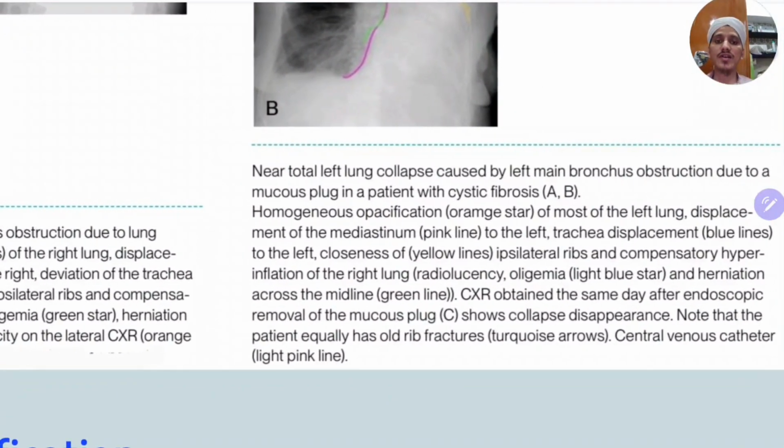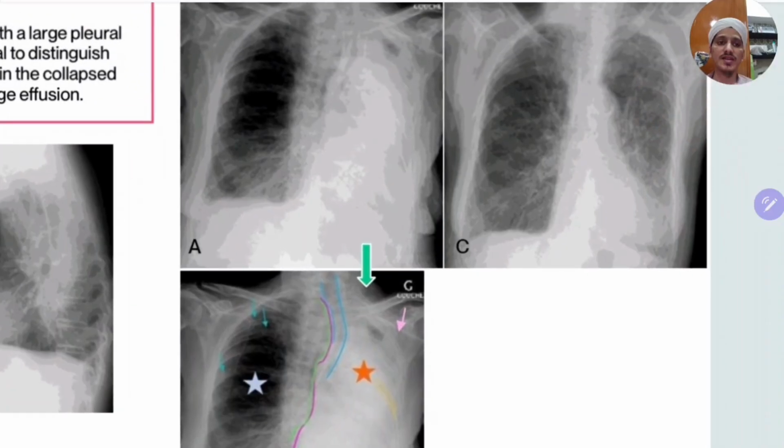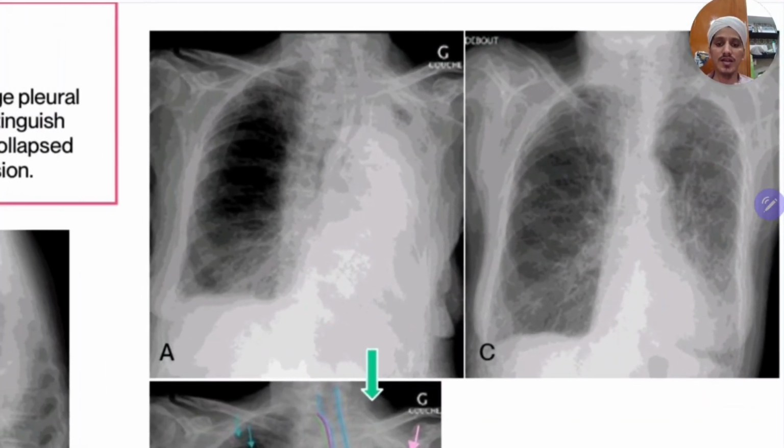So here near total left lung collapse caused by left main bronchus obstruction due to a mucus plug in a patient with cystic fibrosis. Homogeneous opacification of most of the left lung, displacement of the mediastinum to the left, trachea displacement to the left, closeness of ipsilateral ribs, and compensatory hyperinflation of the right lung, radiolucency, and herniation across the midline. Chest X-ray obtained the same day after endoscopic removal of the mucus plug shows collapse disappearance. That was treated. The second X-ray, this one, is the treated part.